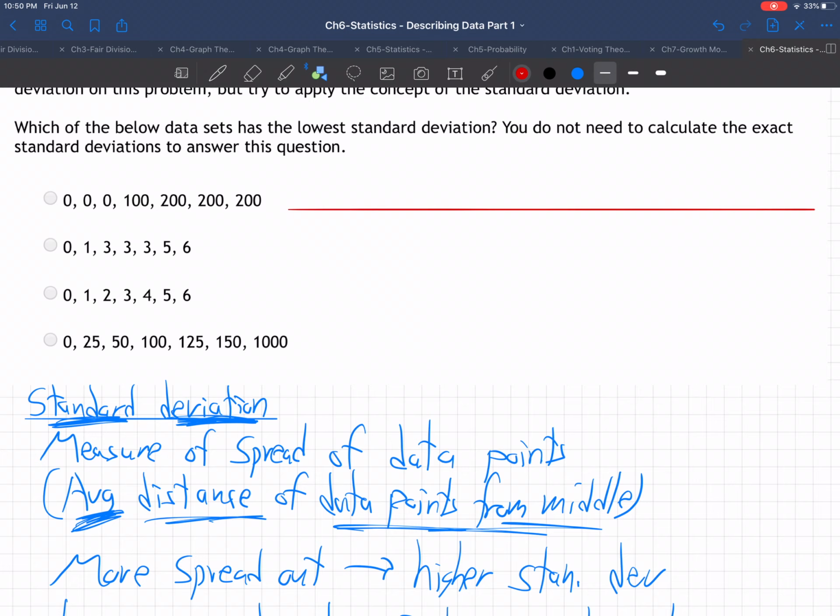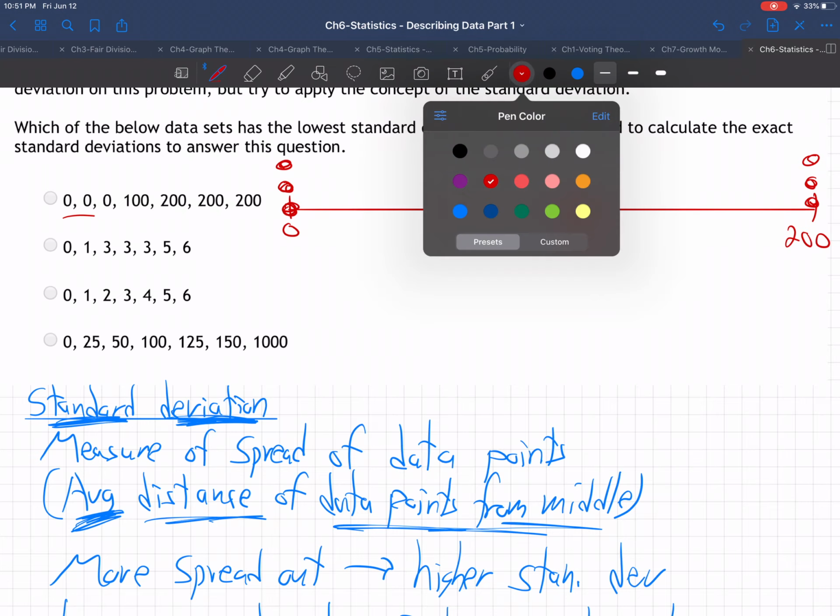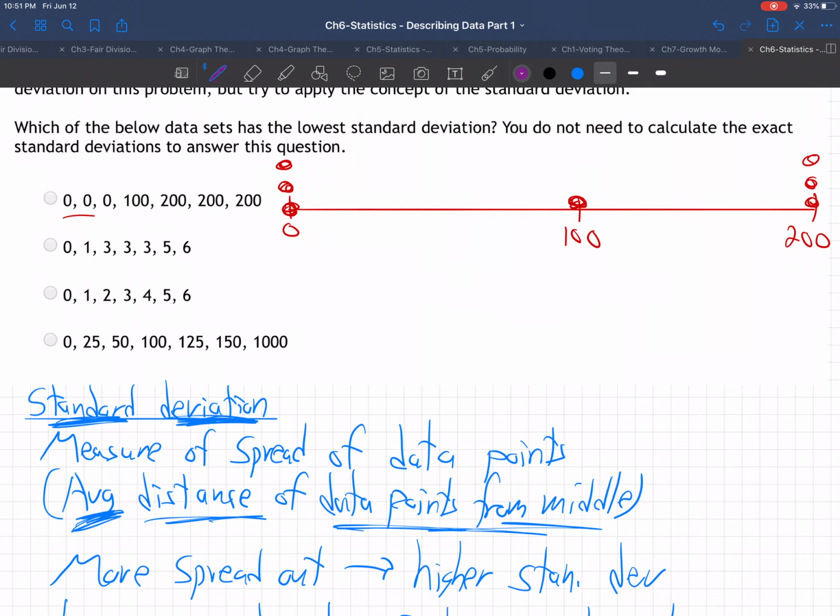If I was just to do a number line here, it looks like we go from 0 all the way to 200, the highest number. So we have 3 numbers at 0, one of them right here at 100, and then 3 numbers at 200. That's pretty spread out data. Let's try the next one.